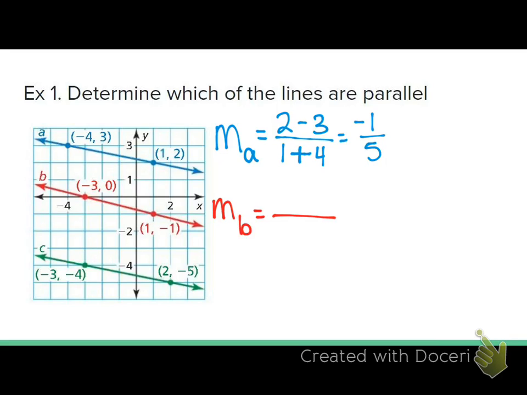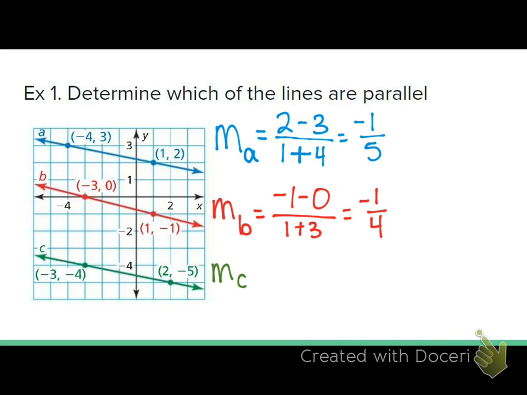For line B, what is our numerator going to look like? Negative 1 minus 0. My denominator? 1 plus 3. So the slope is negative 1 over 4. So are lines A and B parallel? No, lines A and B are not, but we still need to check line C.